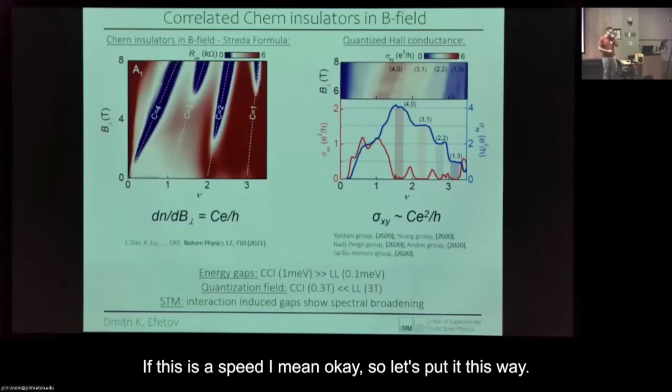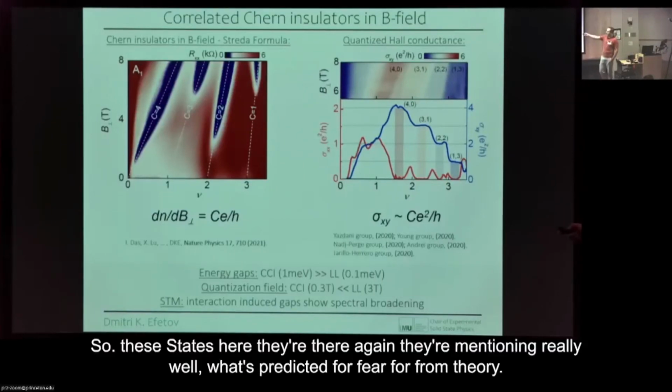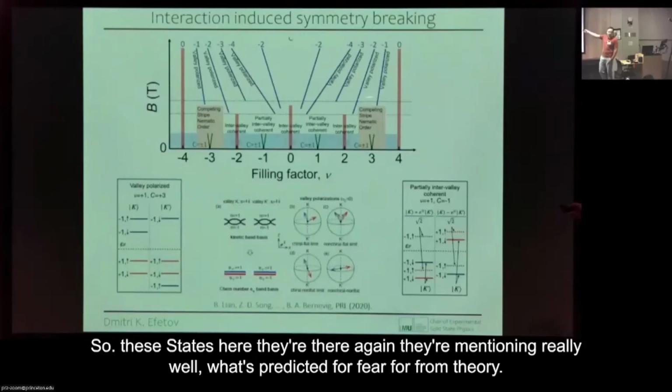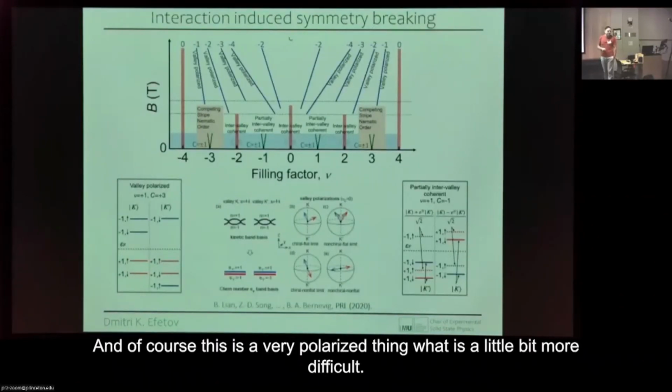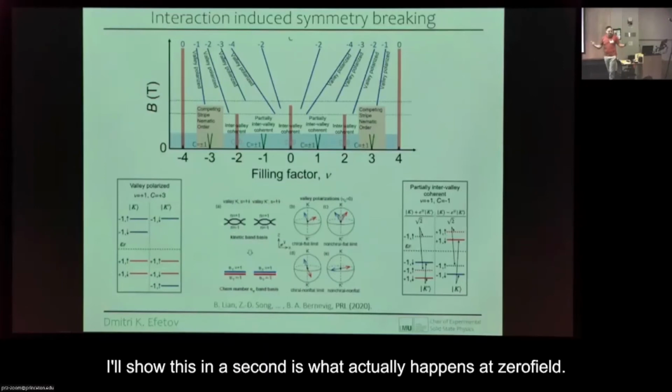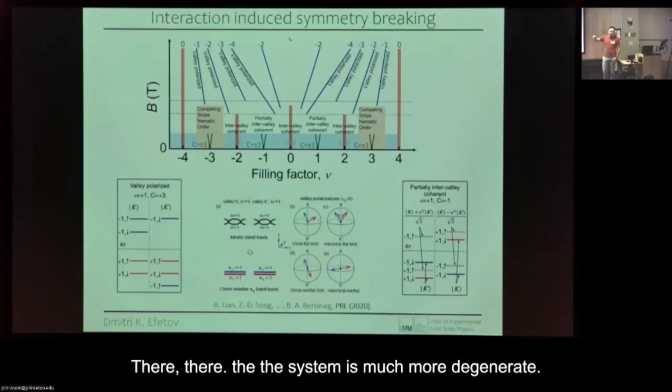Can you know by transport if this is spin polarized or valley polarized? No. Okay, let's put it this way. These states here are matching really well with what's predicted from theory, and of course, this is a valley polarized state, right? What is a little bit more difficult, and I'll show this in a second, is what actually happens at zero field. There, the system is much more degenerate.